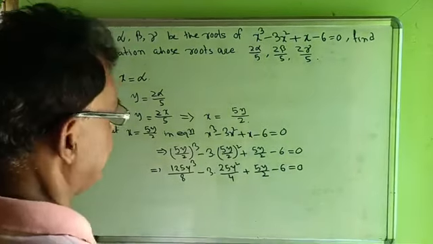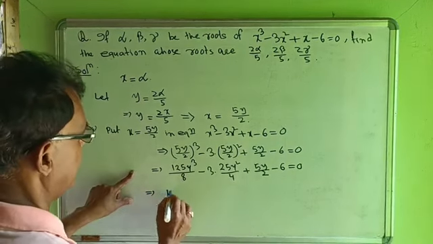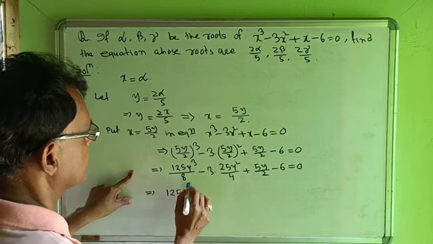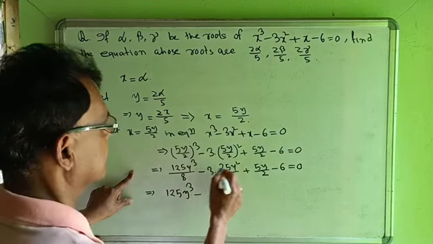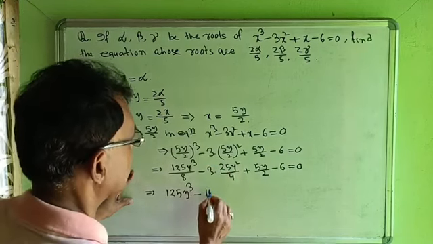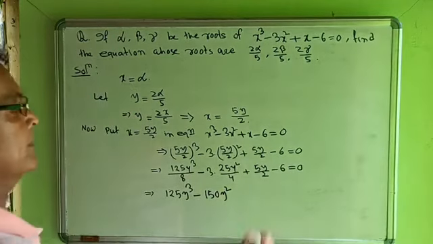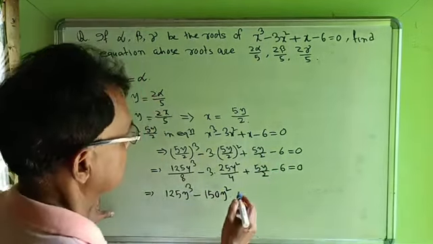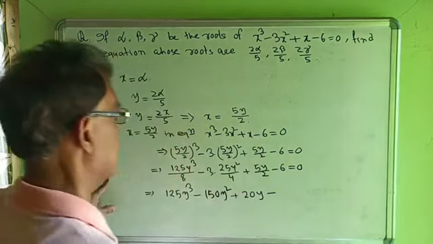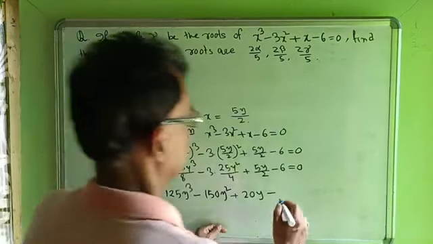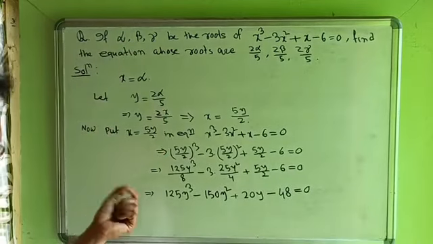Now multiplying by 8, we get 125y cube minus 6 into 25, that is 150y square, plus 4 into 5 is equal to 20y, minus 6 into 8, that is 48, is equal to 0. That is the required equation in terms of y.